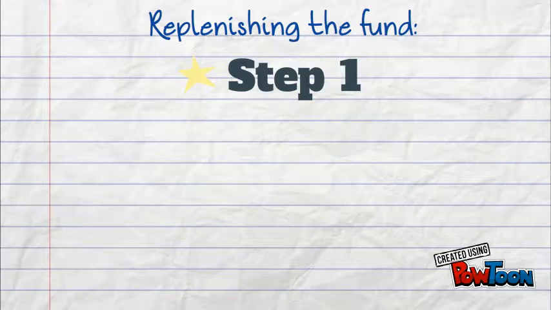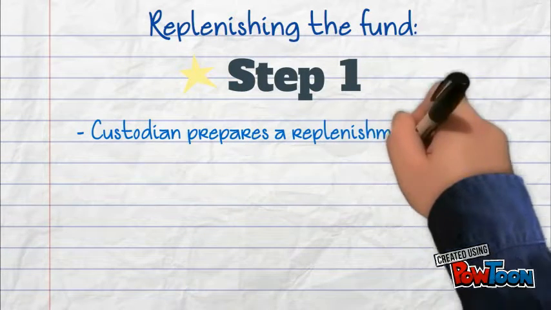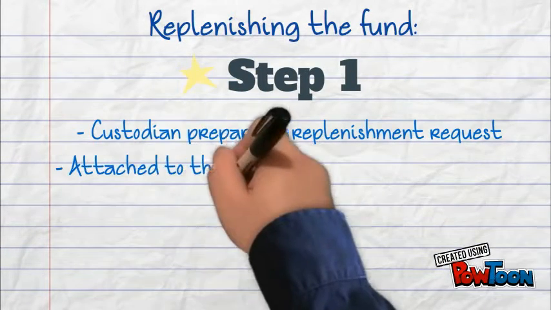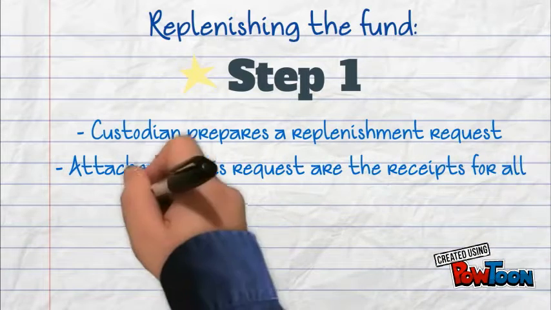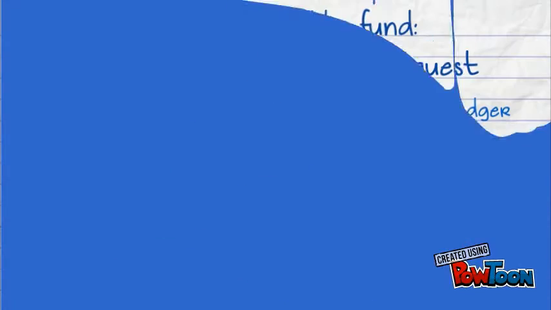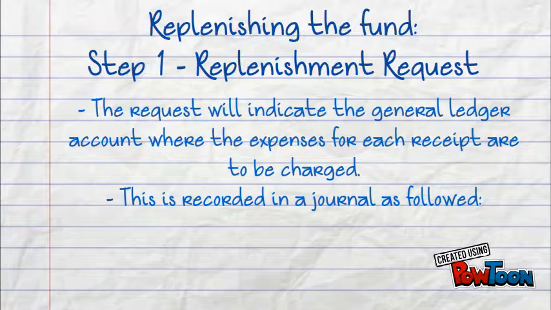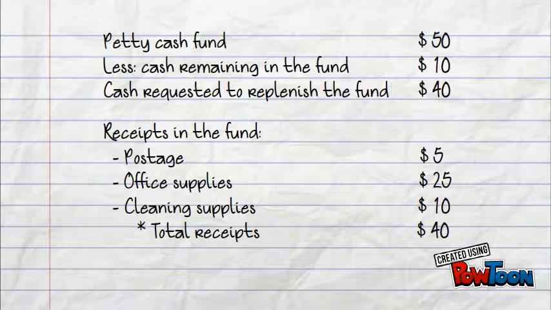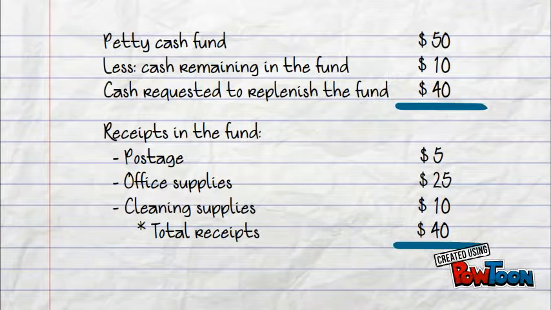Firstly, the custodian prepares a replenishment request with attached receipts for all expenditures made from the fund. The request will indicate the general ledger account where the expense for each receipt is to be charged. This process is recorded in a journal by stating the amount of the initial fund, how much is left in the fund, and the amount of cash required to replenish the fund by the receipts listed.